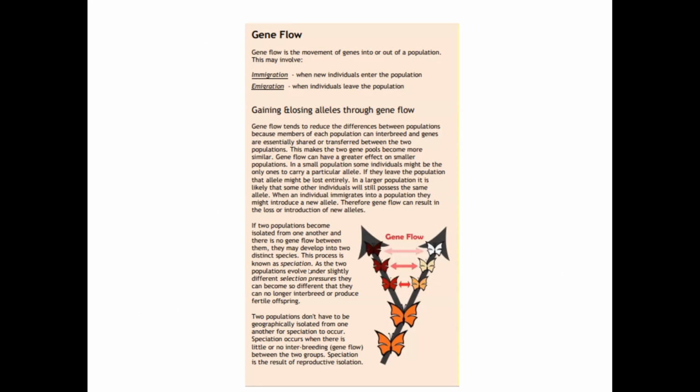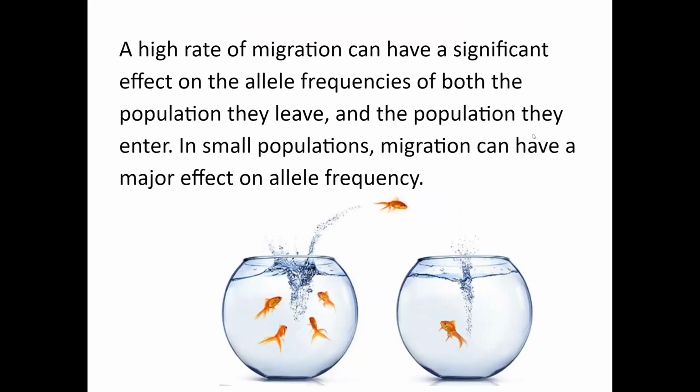Okay, so this explains it in more detail. Feel free to pause the video and read through this information. So the rate of migration can have a significant effect, as we've just talked about. In small populations, migration can have a major effect because we only have a small, limited amount of alleles present.